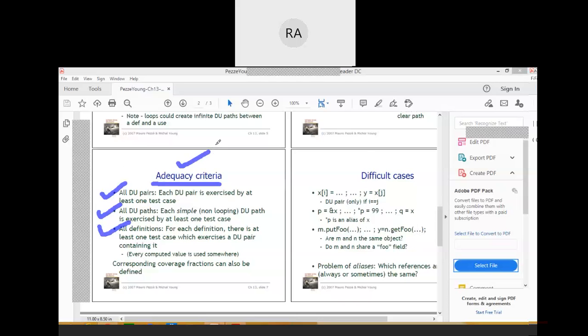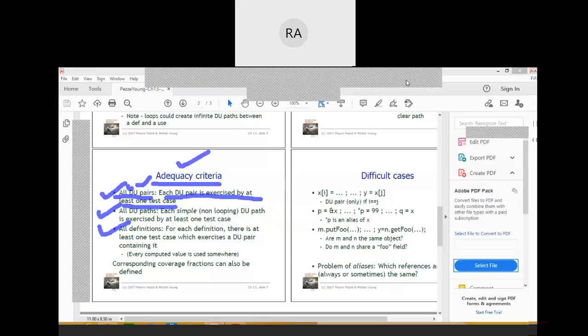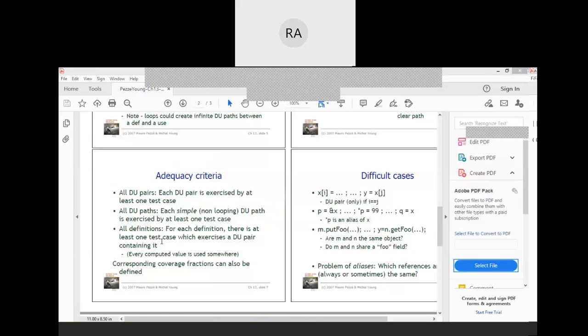Let me consider the first criteria, that is all DU pairs. What do you mean by DU? Definition, use pair. The all DU pairs criteria basically states that each DU pair should be exercised by at least one test case. In the program, you have n number of DU pairs. It's not that you are going to have only one DU pair in a single code. No, you are going to come across many DU pairs within the program.